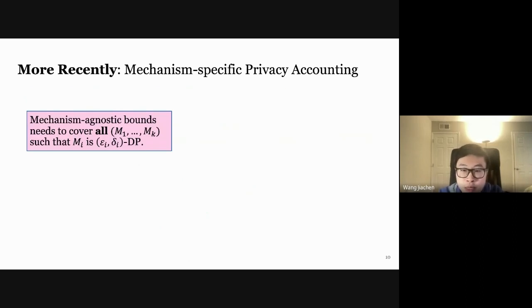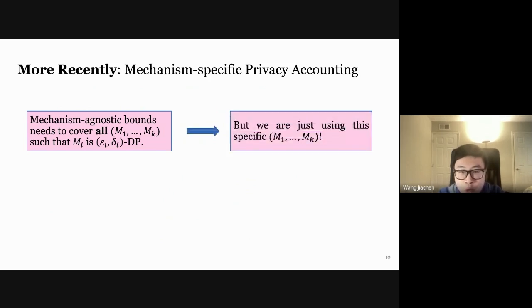So all of the previous privacy counting techniques apply to arbitrary kinds of differentially private mechanisms. And recently, there has been a lot of research progress in improving the tightness of privacy counting through mechanism-specific analysis. The key underlying insight is that previously, we only used epsilon and delta, which are just two numbers to summarize a complicated mechanism.